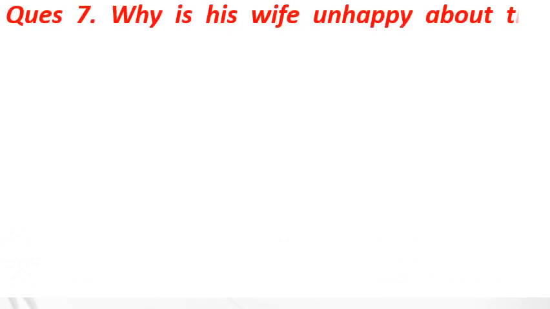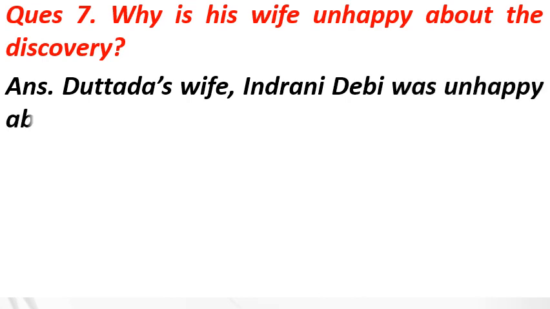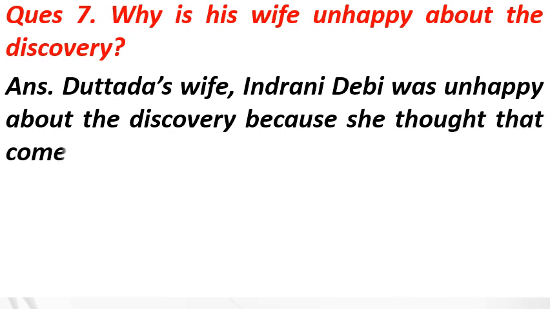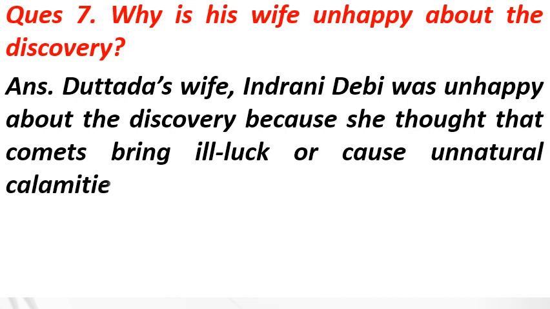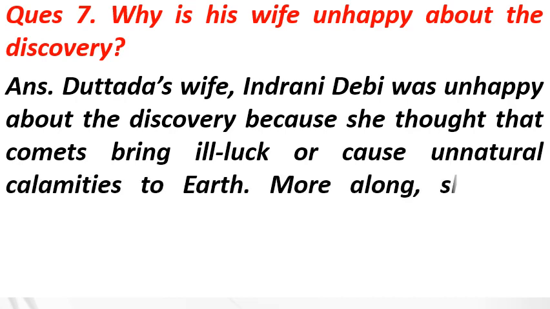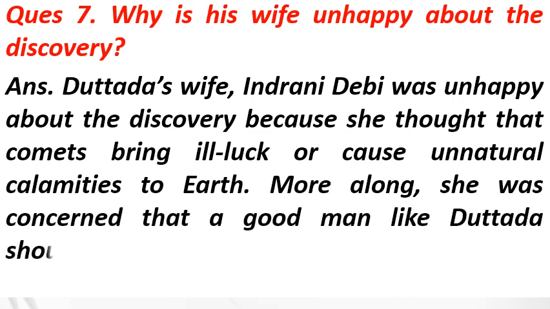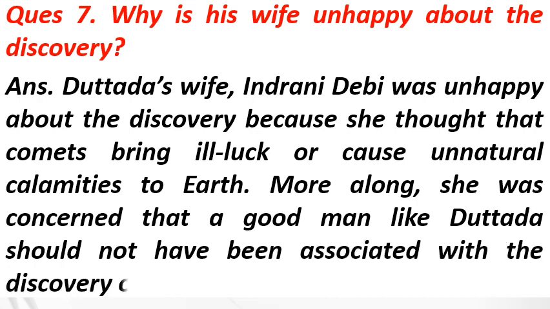Question number 7 is, why is his wife unhappy about the discovery? The answer is, Datta's wife Indrani Devi was unhappy about the discovery because she thought that comets bring ill luck or cause unnatural calamities to earth. Moreover, she was concerned that a good man like Datta should not have been associated with the discovery of a comet.